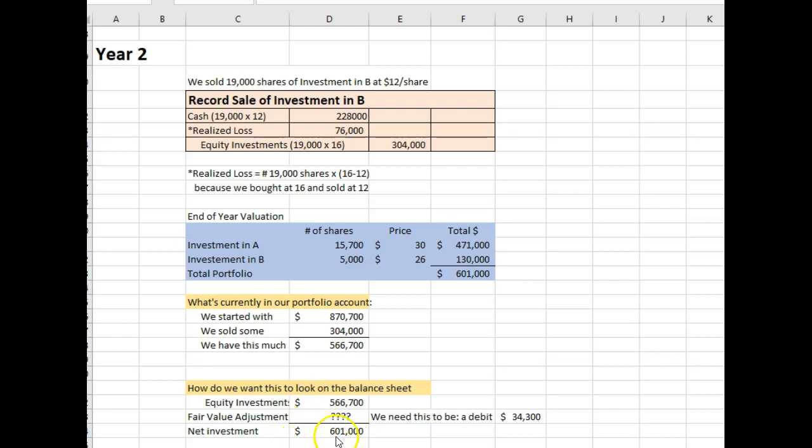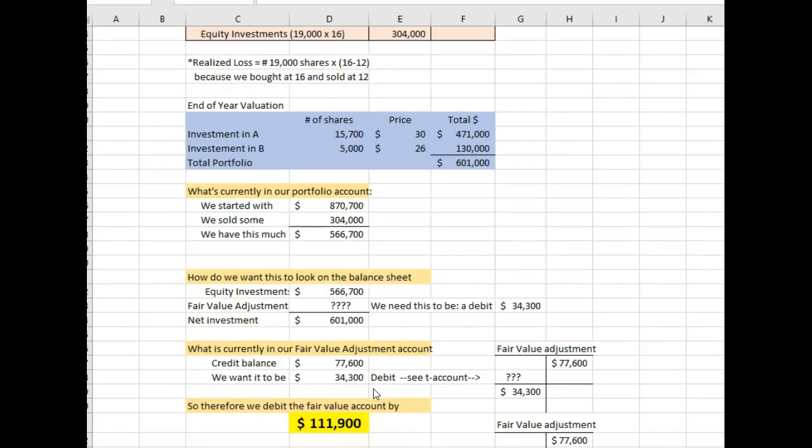In order for us to make it show up as 601, we want that fair value adjustment account to be a debit. So we will add it on, and if that debit is 34,300, well, guess what? This works out. So I'm simply taking the net amount that I actually want in the investment, subtracting out what's in there, and that's what I'm going to need for my fair value adjustment account, right? Now, this is a permanent account. Uh-oh, we already had something in it, because at the end of year one, we made a fair value adjustment. It's a permanent account. So let's take a look at that.